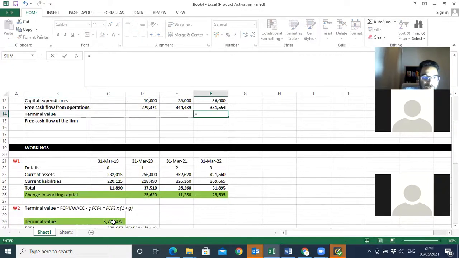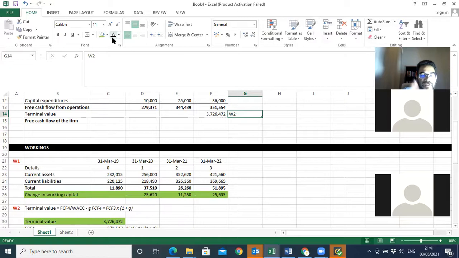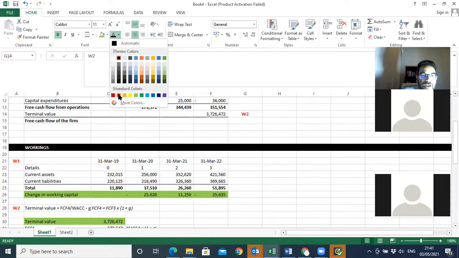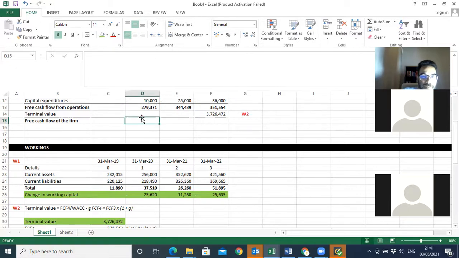Equal 3.7 million. As you can see, look at the terminal value versus the individual free cash flow numbers. Very different. The one is in hundreds of thousands, whereas the other one is in millions. So just take note, the terminal value always makes up the significant number. So now we can add up, and then we will be able to get a present value.